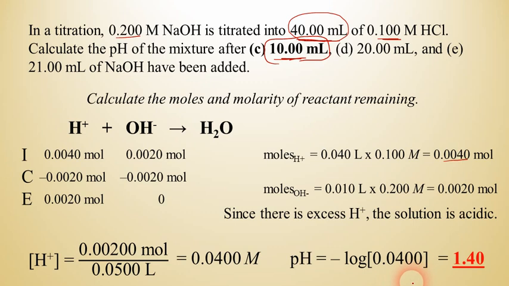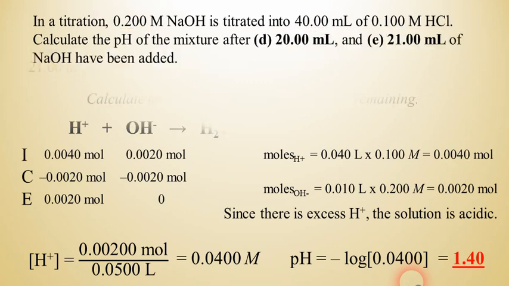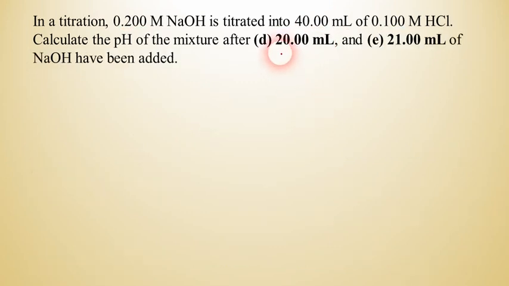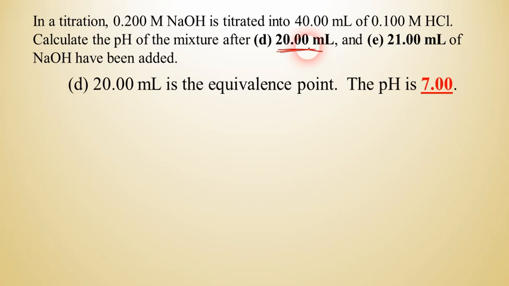Now, for part D, we realize that 20 milliliters, hopefully that number sounds familiar, because earlier we calculated that it was going to take 20 milliliters to get to the equivalence point. That was the answer we got in the titration equation. So the answer is 7 at that point. So that part was pretty easy. At the equivalence point, it's always 7.